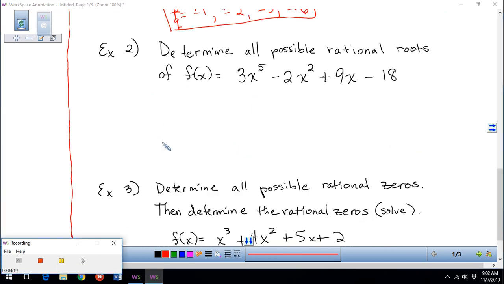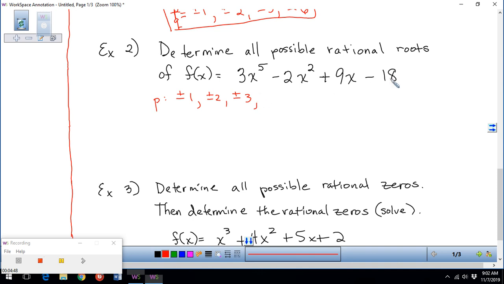Example 2, determine all possible rational roots of f of x equals 3x to the fifth minus 2x squared plus 9x minus 18. So first thing I check, make sure it's in descending order, which it is. Now I'm going to list out my possible factors for my p term. 18 divides by 1, so we have positive negative 1. It also divides by 2, positive negative 2. 3 will go in there, so we have positive negative 3.